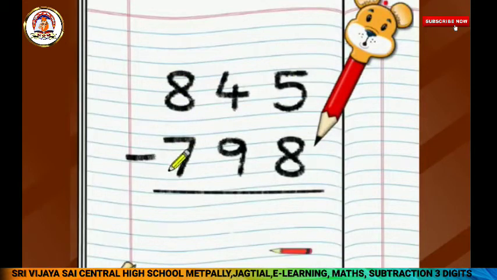845 minus 798. So 5 minus 8. You start from the 1's position. 5 minus 8 we cannot do because 8 is bigger than 5. So 5 tells its neighbor, can you give me a 1? It says, sure, I can give you. Then I become 3. Cross the 4 and you become 3, and the 1 comes here. So 5 became 15. 10 plus 5, 15. 15 minus 8 is 7.